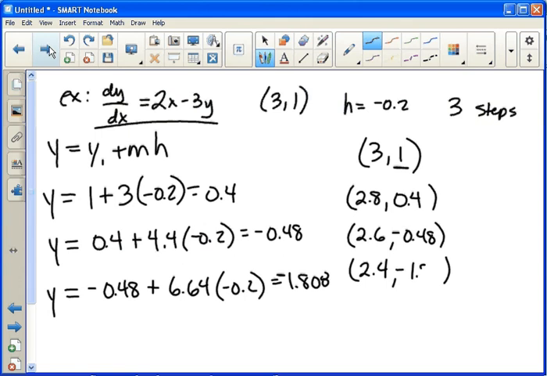The only reason I even did it the other way with the first example is I wanted to drill the concept into you that what we're doing is tangent lines. We're really just using tangent lines over and over to find new points. Hopefully that's helpful for you.